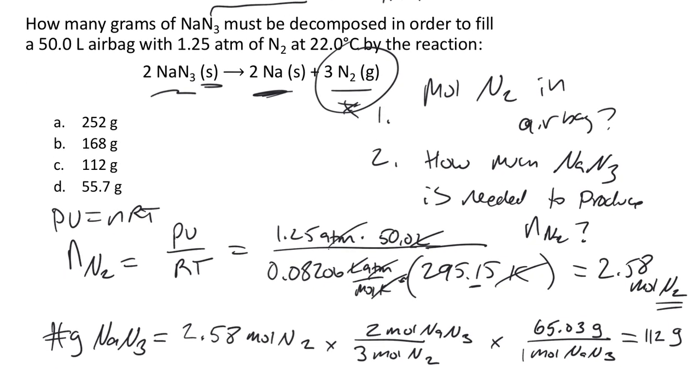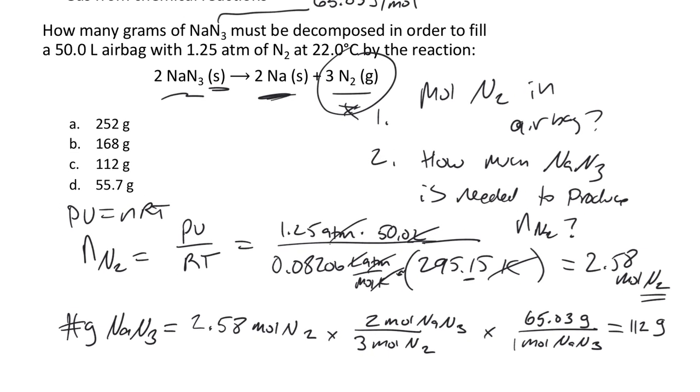All right, so let's take a look here. Again, we worked out the moles of nitrogen we needed to fill the air bag. So we're just using stoichiometry. For every 3 moles of nitrogen that we need to fill the air bag, we needed to start with 2 moles of NaN3 to decompose to produce the N2. And then 1 mole of NaN3 has a molar mass of 65.03 grams. Working that out, I got 112 grams.